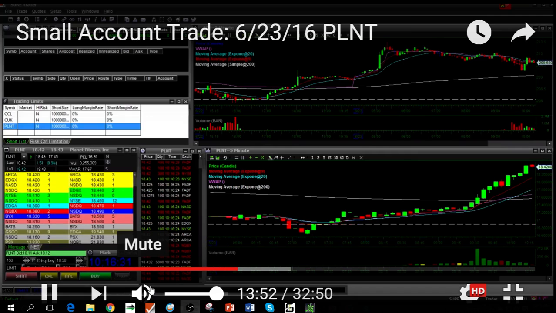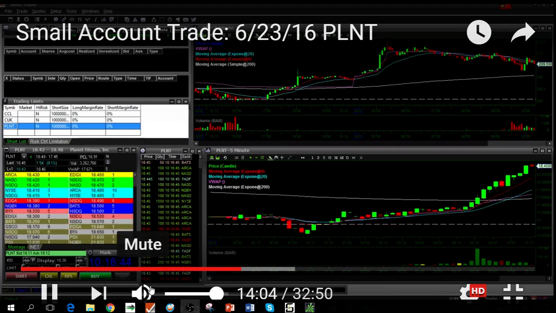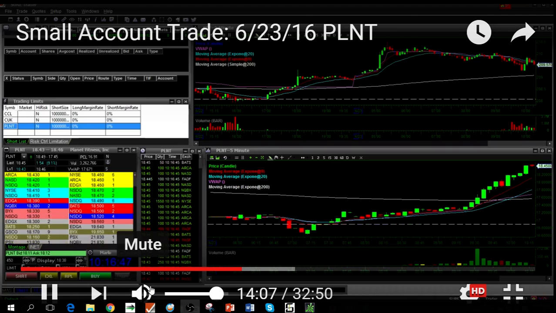So right now I'm just watching and waiting to see what happens. Is it going to confirm this break of the 1838 level, and is that level going to confirm as support, or is it going to fail?